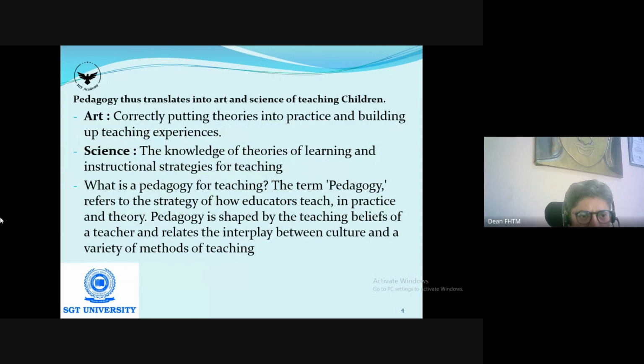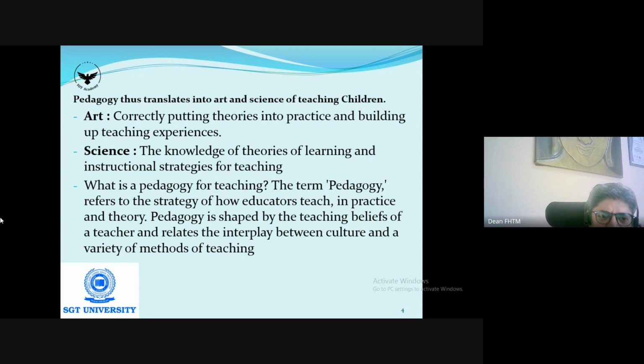So as I had already said, pedagogy thus translates into the art and science of teaching children. Art: you need to put the theories into practice. That is an artistic process. You have to build upon your teaching experience. I mean, you have to bring your experiences into the classroom and grow along with that. So that is again an artistic job.